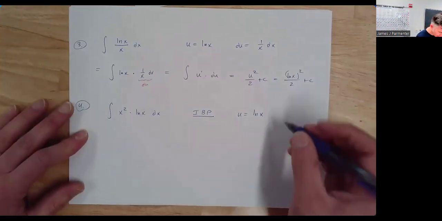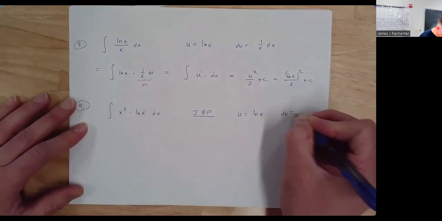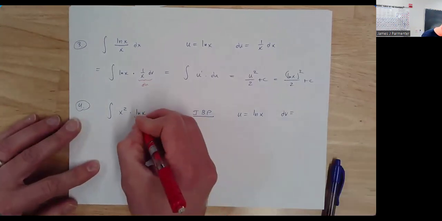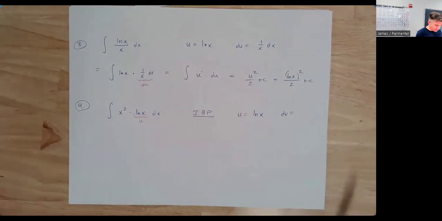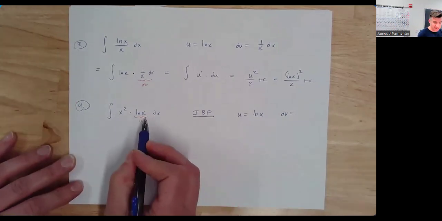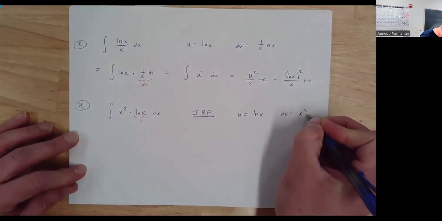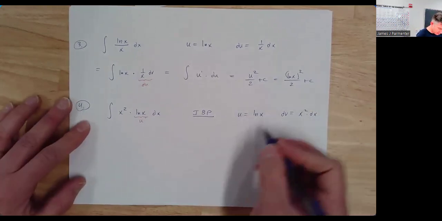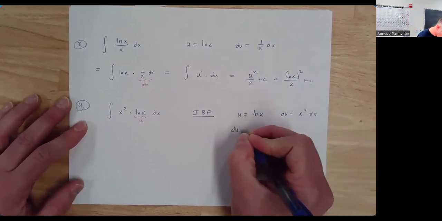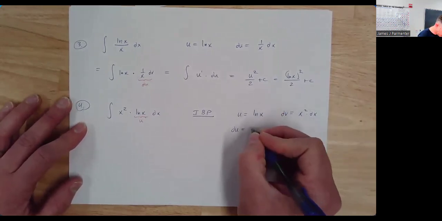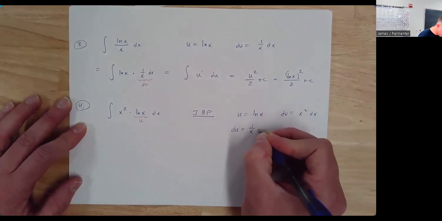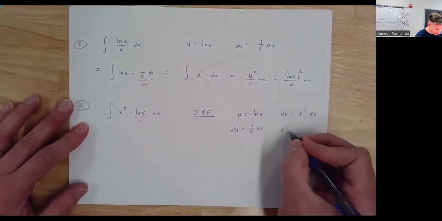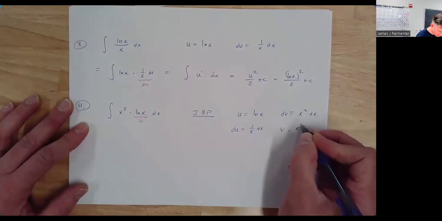On the other hand, dv has to be the rest; remember, this is dv we're picking. So there's our u right there, and dv is everything else, so it's my x squared times dx. Then we find the rest of the things. We need to find du and v. So du is just the derivative of the natural log of x times dx, so that's 1 over x times dx. And my v is the antiderivative of x squared, using the anti-power rule, so that's going to be x cubed over 3.